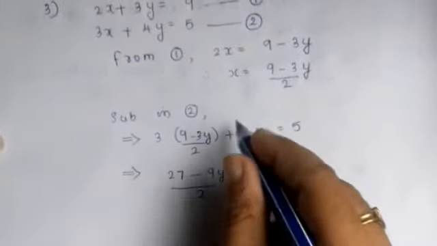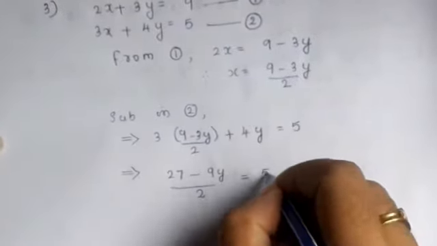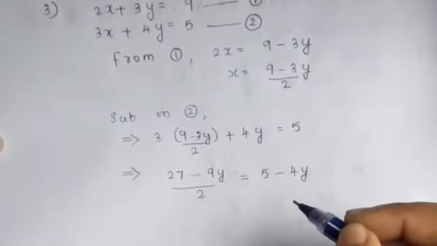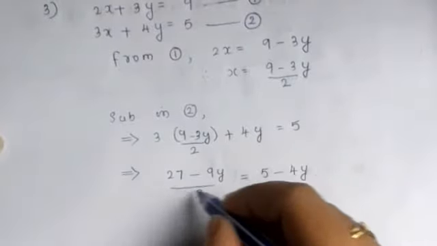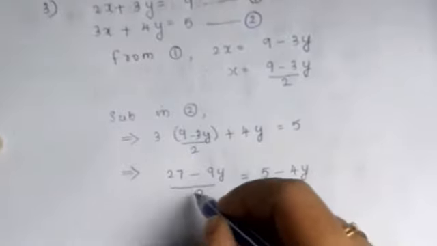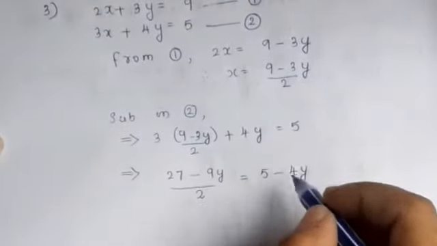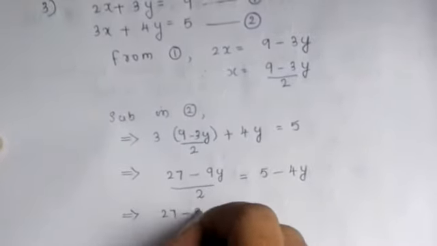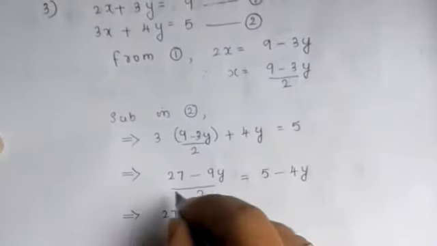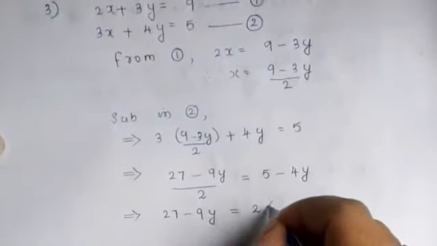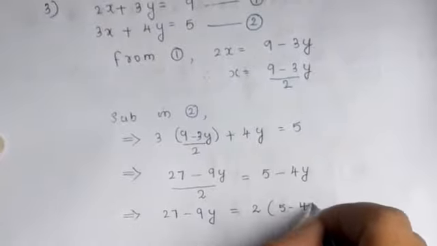Plus 4y is equal to 5. The 4y we can transpose to the right side. So it becomes 5 minus 4y. Now in order to get the value of y easily, you just transpose the divide by 2 to the right side. That is easy. So next step: 27 minus 9y is equal to, when you transpose by 2 to the right side, it becomes into 2. So into 5 minus 4y. Then it is very easy.